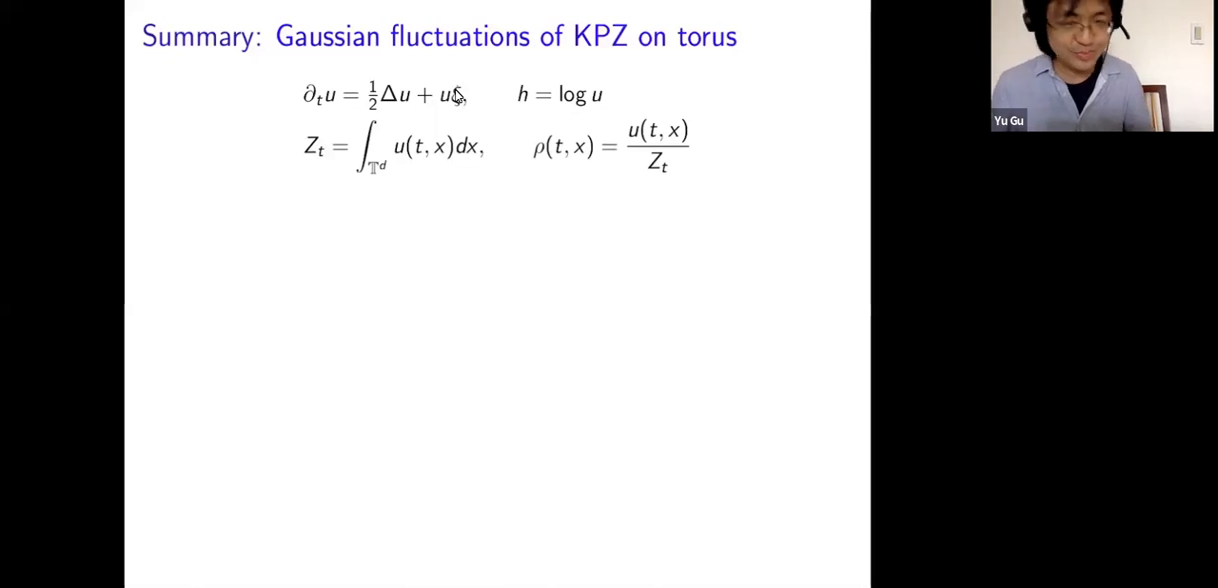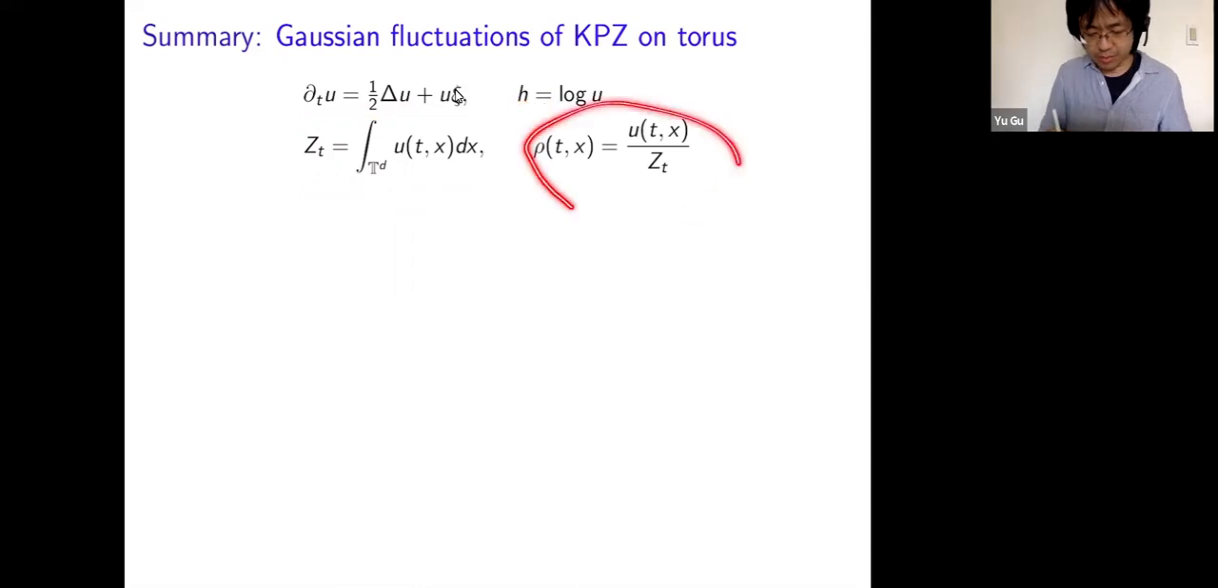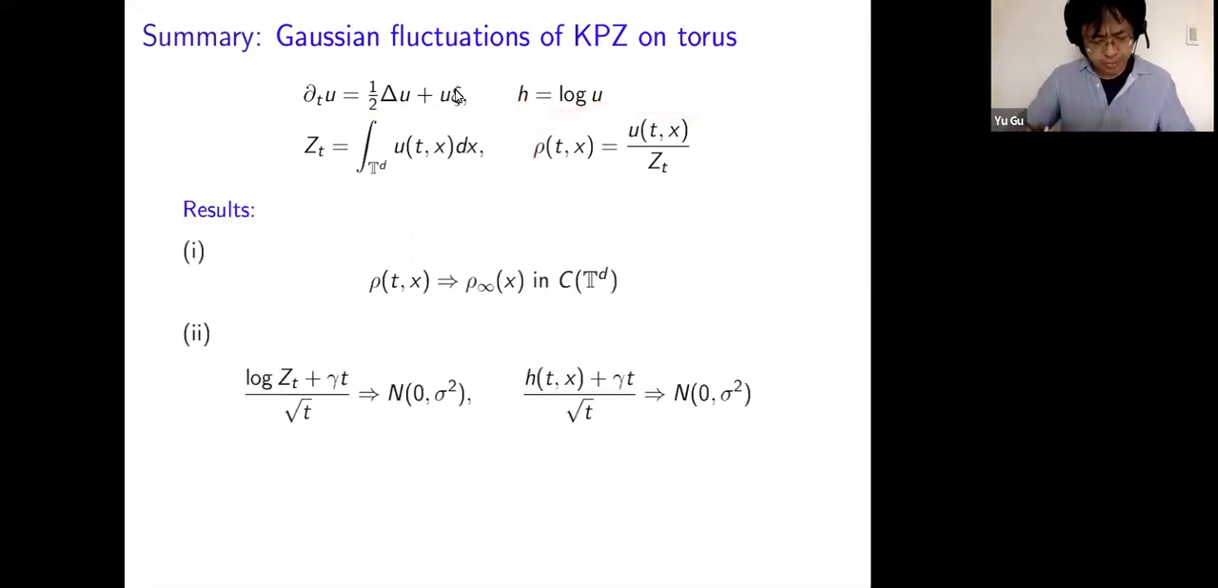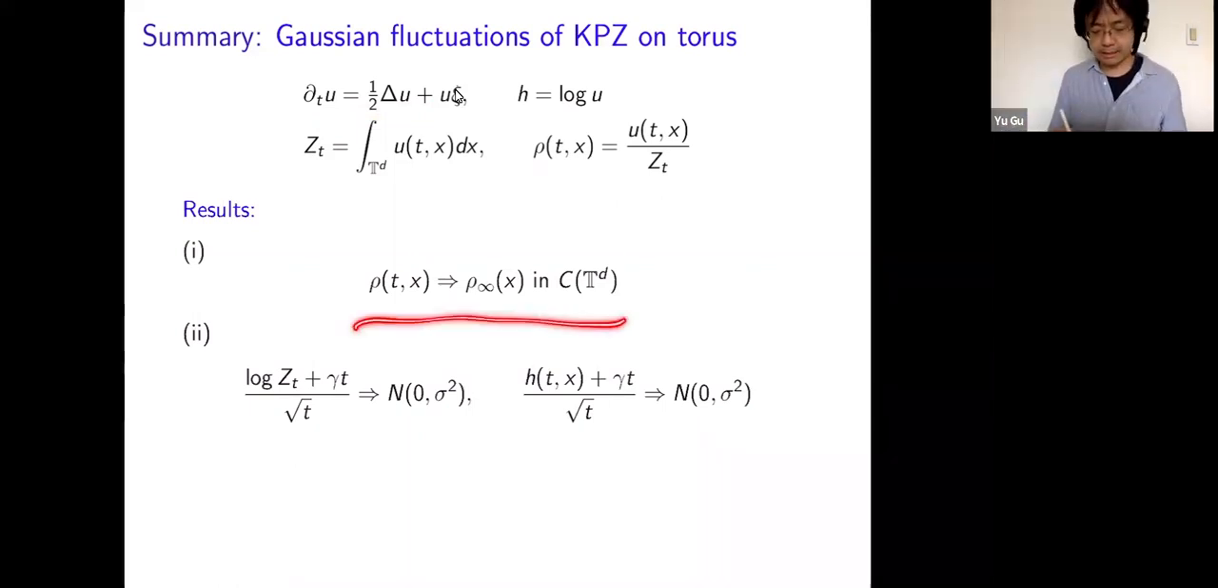Okay, sorry about that. Here's a summary. We look at this problem, the KPZ on the torus. That's my SHE, that's my KPZ, that's my partition function, that's my endpoint distribution of the directed polymer. We first prove that the endpoint distribution of the directed polymer stabilizes on the torus. Then we show that the free energy has Gaussian fluctuation. Combining those two results, we see that the solution to the KPZ has Gaussian fluctuation.